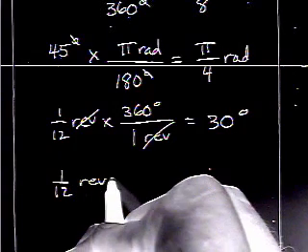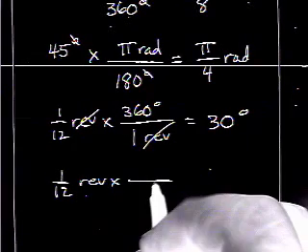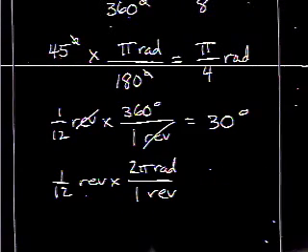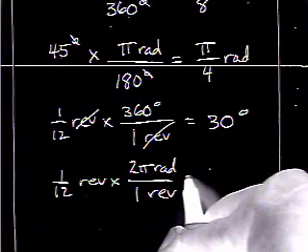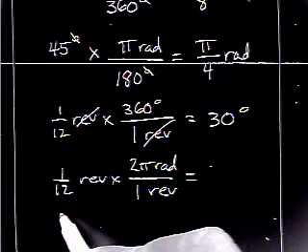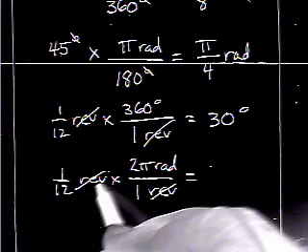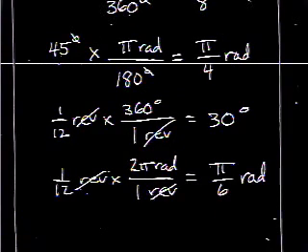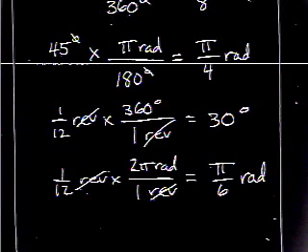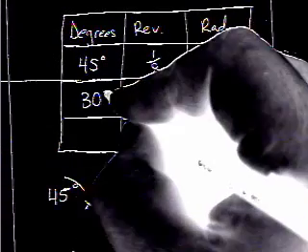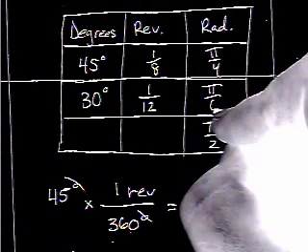Well, what about 1/12 of a revolution being changed into radians? Okay, we want the revolution units to cancel, but that's 2 pi radians. So I can easily reduce that, right? The revolution units cancel. 2 goes into 12 6 times, so this is pi over 6 radians. So I can fill those values in, 30 degrees and pi over 6 radians.